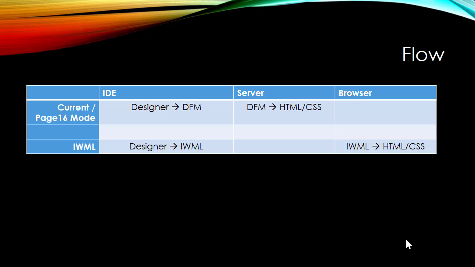So the current flow, as IntraWeb 16 is, and in 17 mode, is the designer interacts with the DFM. This is a streaming file. And then the server converts the DFM to HTML and CSS on each page request and then sends that to the browser. With IWML, the IWML file is where the designer streams and stores the page. And instead of translating it into HTML and CSS on the server, it just sends the IWML file straight to the browser. And the TypeScript in the browser, the IWCL, then translates it in the browser to HTML and CSS.